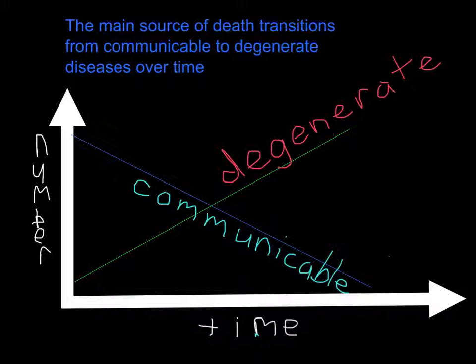The epidemiological transition model is about the main source of death transitioning from communicable or epidemic diseases to degenerative diseases over time. Usually the communicable ones are in underdeveloped countries, and the degenerative ones are in developed countries. In the 1800s in the United States, there was a yellow fever outbreak, and most people died from the communicable disease yellow fever. Now, most people in the United States die from degenerative diseases such as heart attacks or cancer. We'll talk more about why this happens later in the video.